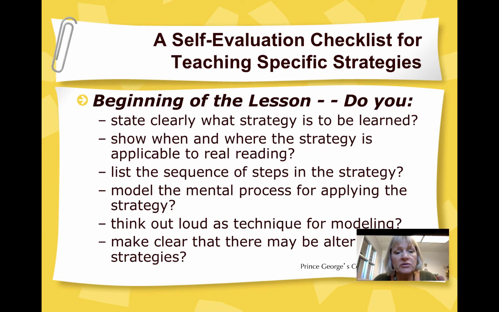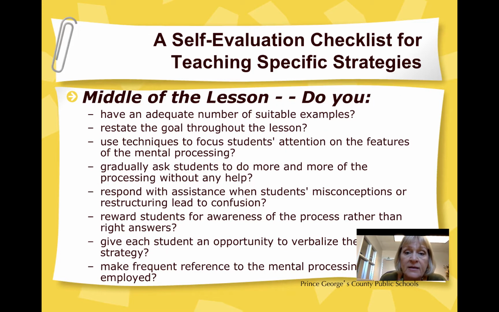You have to talk to children about when and where they're going to be able to use that strategy and list the sequence of steps that are required. You have to model the mental process. You have to show them how you do it, and you have to talk it through. Think out loud. Show them how it will be done. And make clear that this is one strategy that may work for them, may not, but you need to teach it until they can use it fluently, okay?